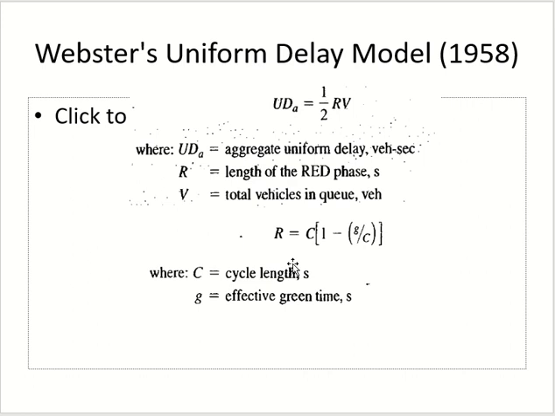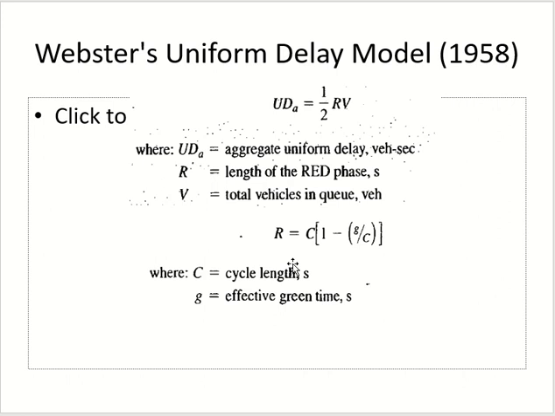Okay. Now we have a guy called Webster, and he came up with some equations related to signals. The equation for cycle length, which we used, and he also gave us the equation for uniform delay of the signal, delay at the signal. He is calling it uniform delay because this is the condition in which every vehicle added to the flow increases the delay by a fixed amount.